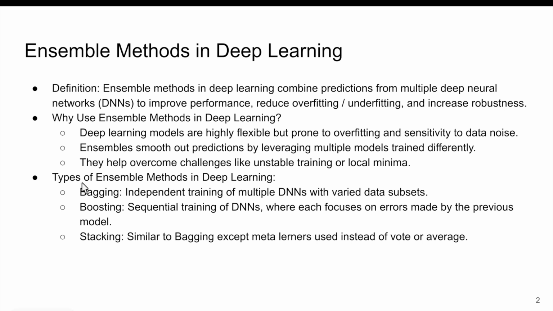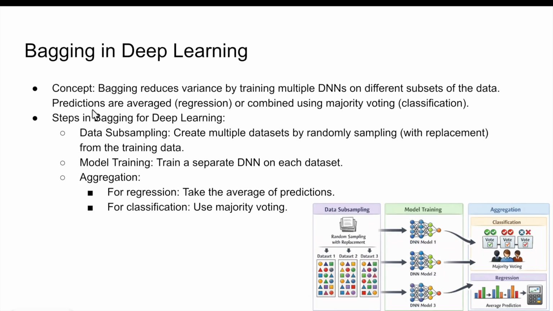All right, so the types of ensemble learning, there are three: bagging, boosting, and stacking. We'll see them one by one. Bagging basically reduces the variance. Variance is associated with overfitting. When we say variance, it basically means overfitting. It involves training multiple DNNs on different subsets of data. Predictions are averaged for regression, or combined using majority voting for classification.